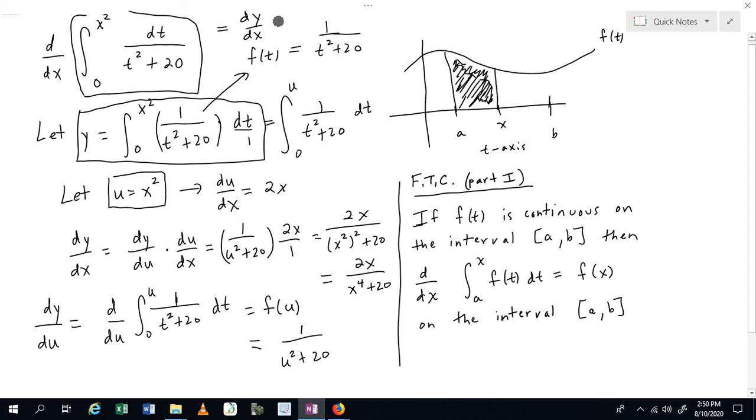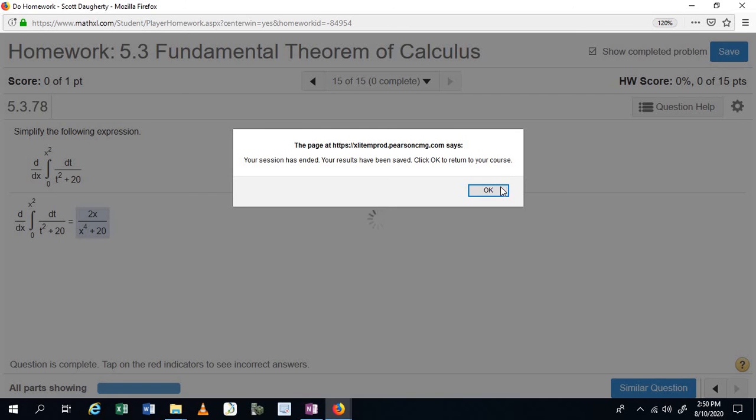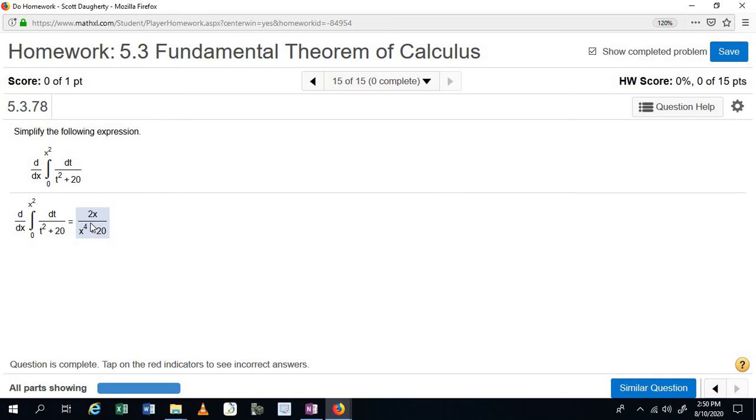And so back up here, we've solved for dy/dx. It's 2x over x to the fourth plus 20. And that dy/dx is the derivative of this definite integral with respect to x, which is the expression that we're trying to simplify. So let's just double check it. You can see, yes, it's 2x over x to the fourth plus 20.